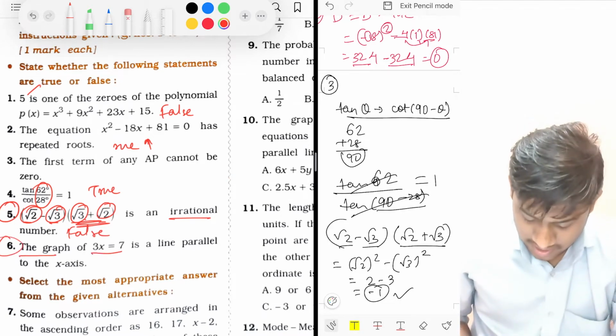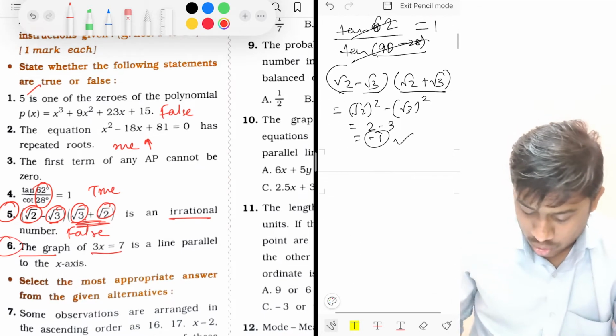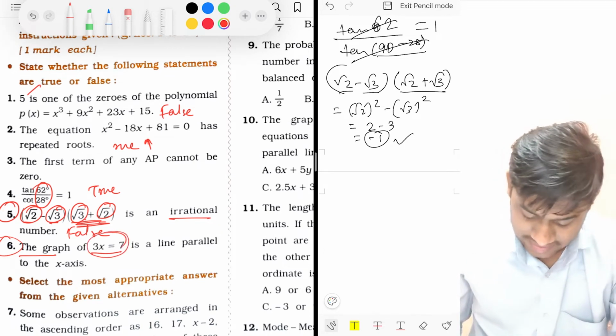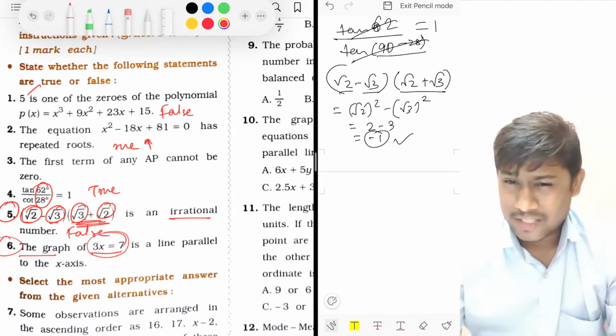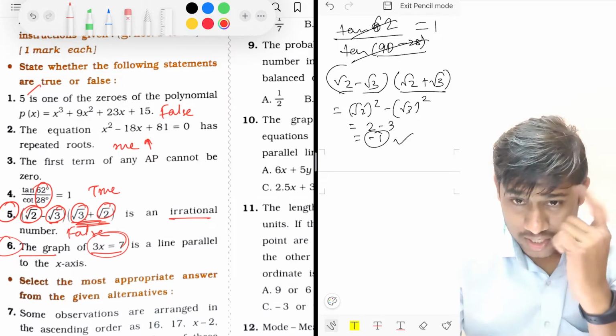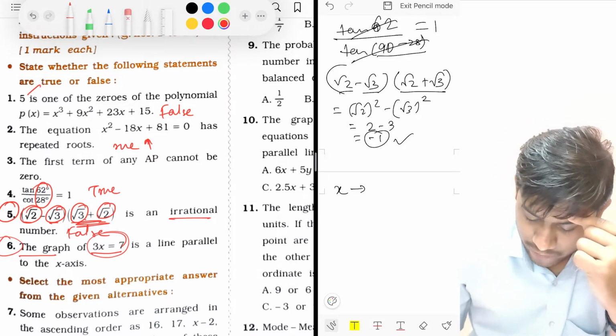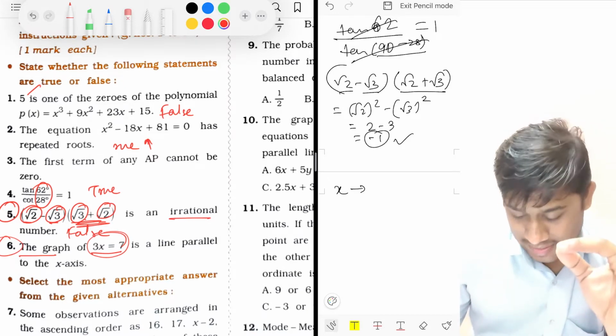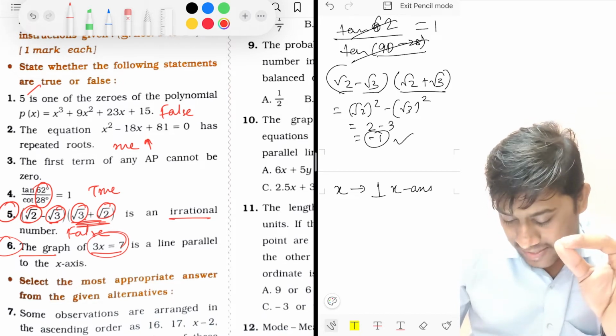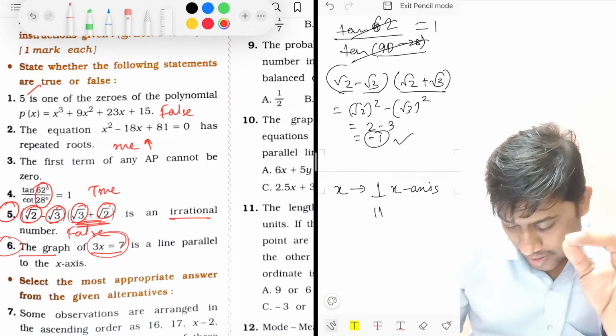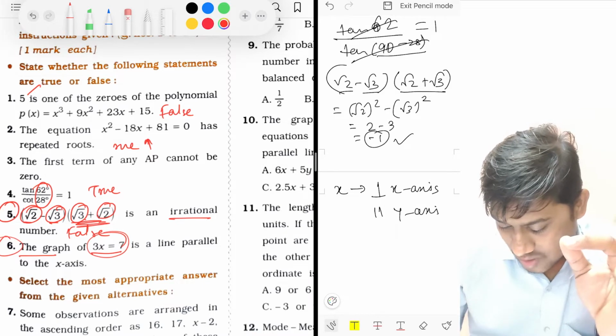Now in question number 6, the graph of 3x equals 2 is a line parallel to the x-axis. Is it true? Just remember my point. If a coordinate lies on the x-axis, it is perpendicular to the x-axis and parallel to the y-axis. What I mean?